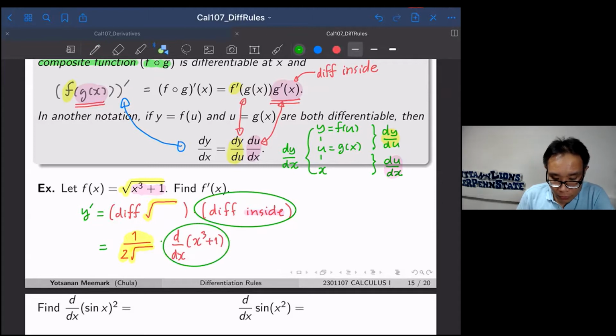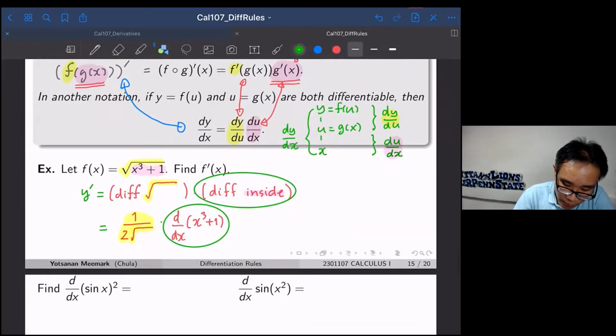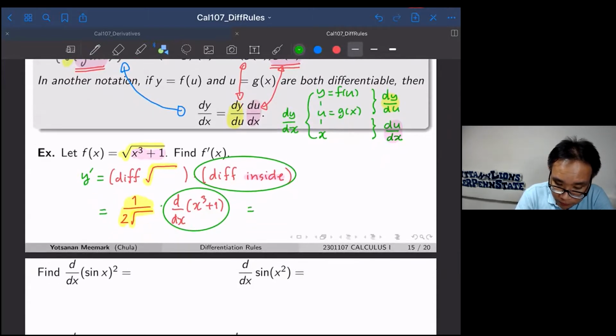So in this case, you differentiate the outside, so you get 1 over 2 square root, and you differentiate the inside. And then you're going to have the final answer in terms of 1 over 2 square root of x cubed plus 1, times the derivative of the inside.